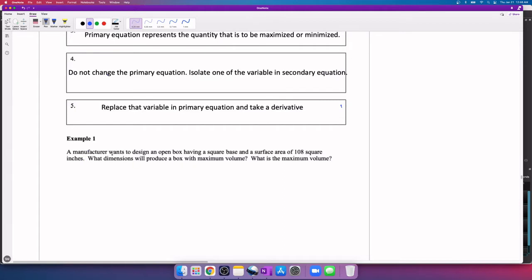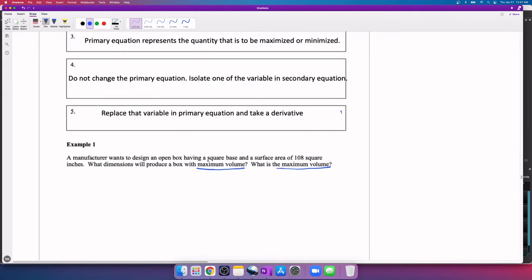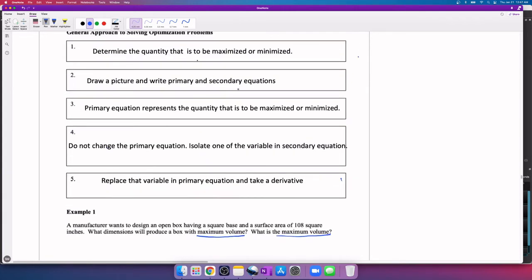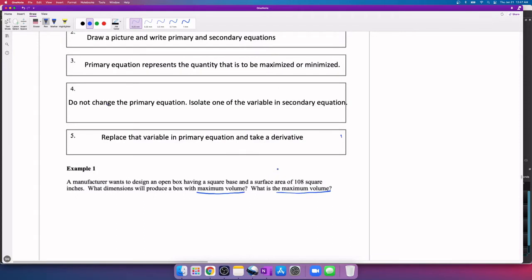If you read it, a manufacturer wants to design an open box having a square base and surface area of 108 square inches. What dimensions will produce a box with a maximum volume? What is the maximum volume? So what am I maximizing? The volume of the box, the open box. So I identified that. Now draw a picture and write primary and secondary equations.